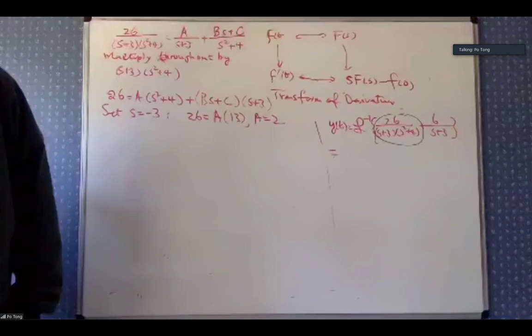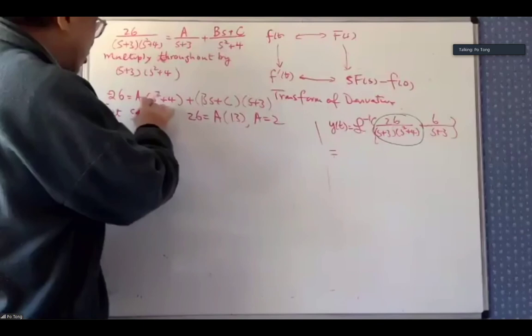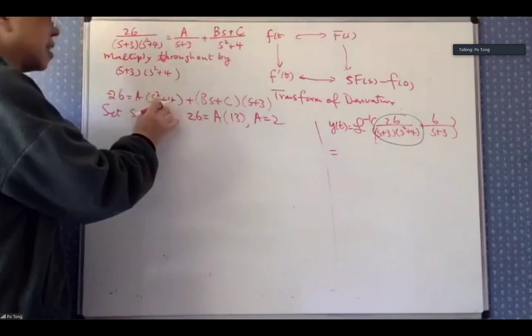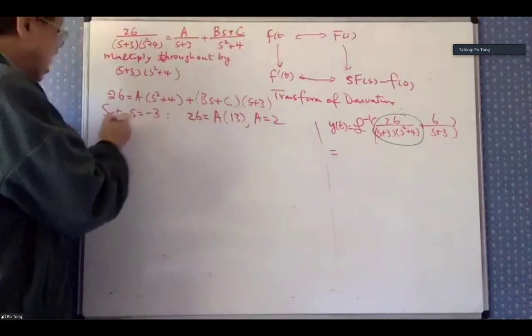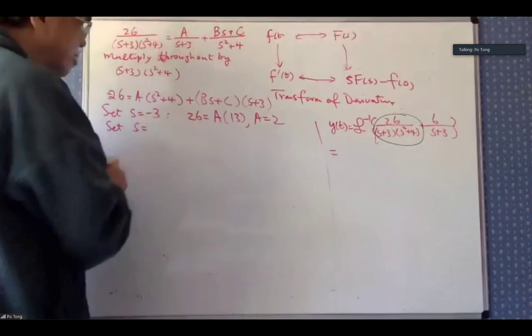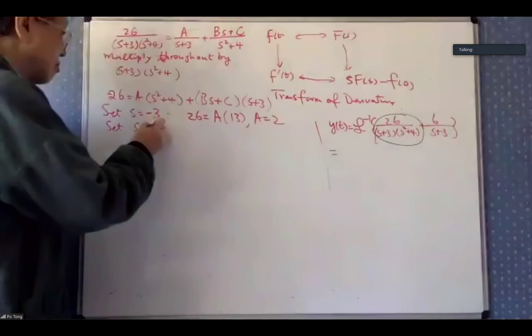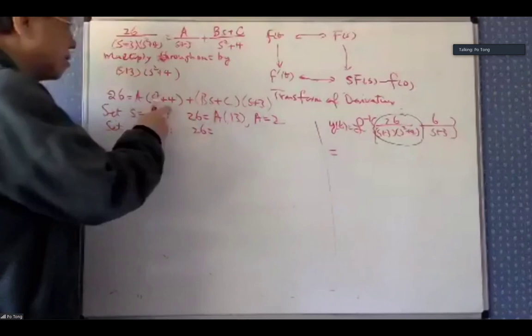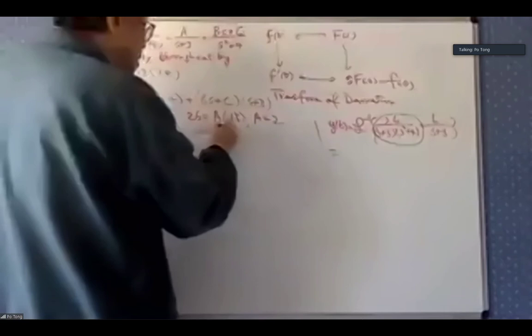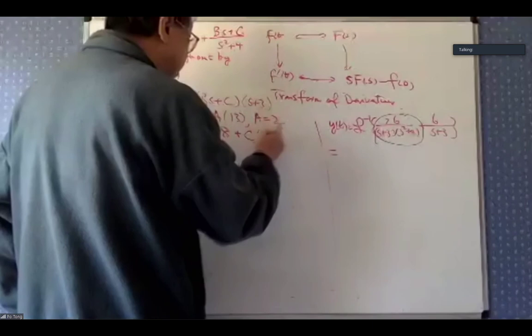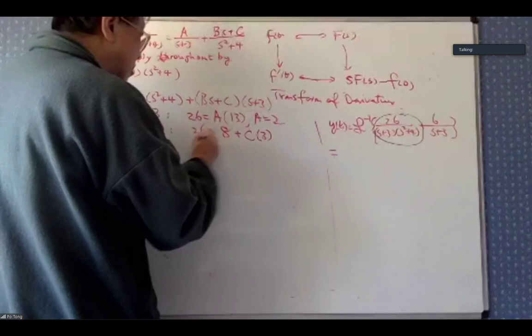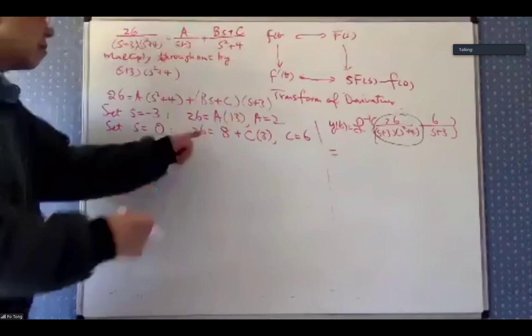Now, in order to do B and C, you can't really cancel it that easily here. It's kind of a little bit more complicated now. So you just randomly set some convenient numbers. You pick some nice numbers to put. What should I put? s equal to 0. 26 equal to 4 times A plus C times 3. 4 times A is 8. So C will be equal to 6. 26 minus 8 is 18, divided by 3, 6.